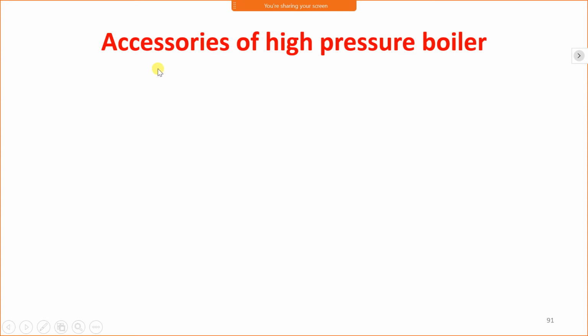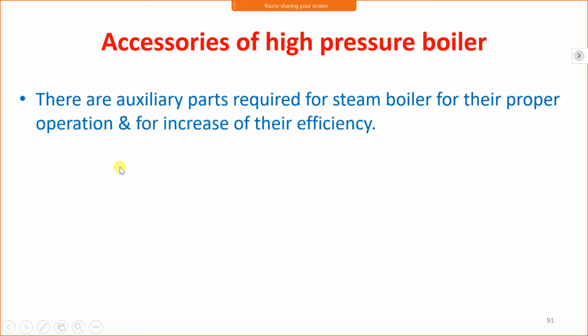Now, accessories. The next part of this unit is accessories. In the first part we saw different boilers, water tube boiler and fire tube boiler, then we started boiler mountings. Then this is the third part, accessories of the high pressure boiler. These are auxiliary parts required for a steam boiler for its proper operation and to increase its efficiency.